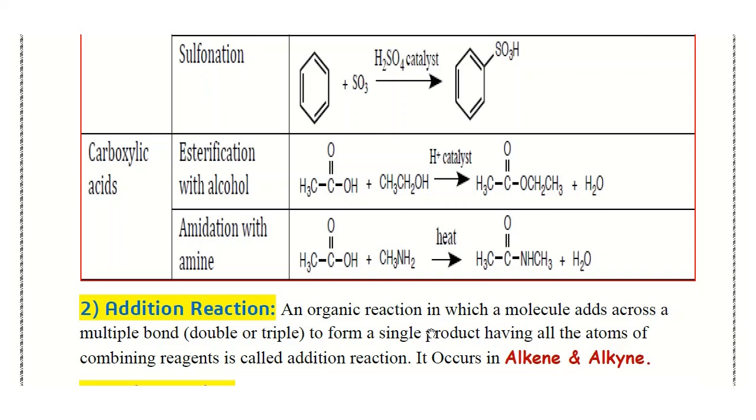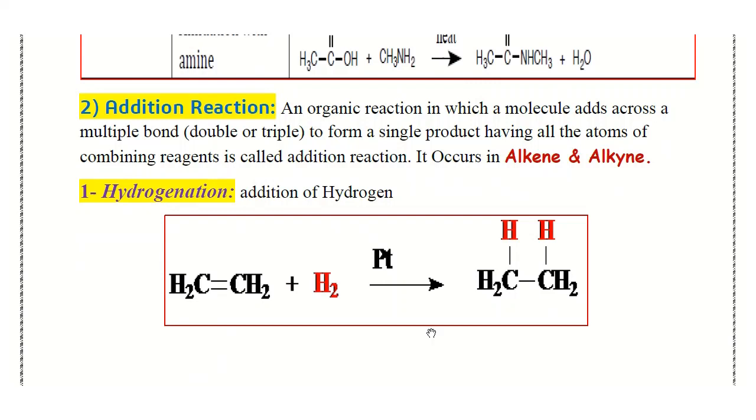The second type of organic chemical reaction is the addition reaction. Addition reaction is that type of reaction in which a molecule is added across multiple bonds to form the product. For example, the addition reaction mostly occurs in multiple-bond organic molecules, like alkene and alkyne. Alkenes have a double bond, alkynes have a triple bond. Let's take the example of an alkene, that is ethene. Hydrogenation is one example of an addition reaction.